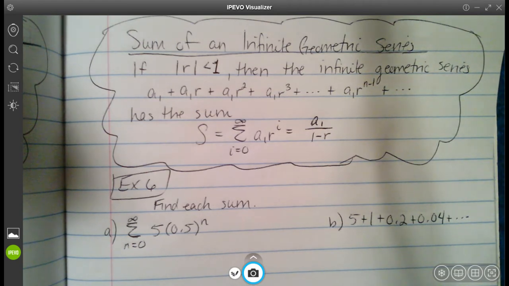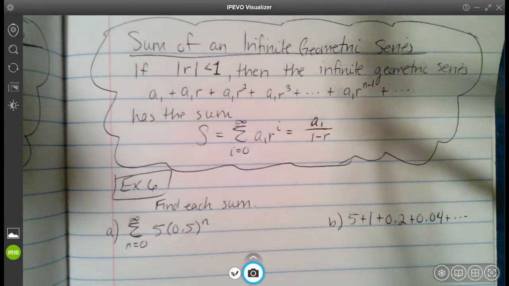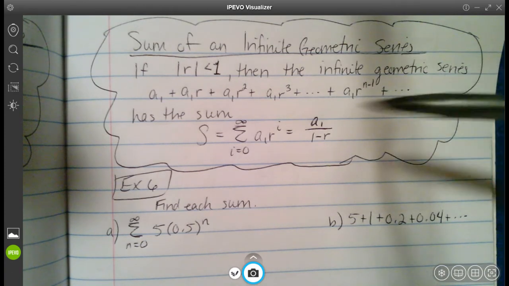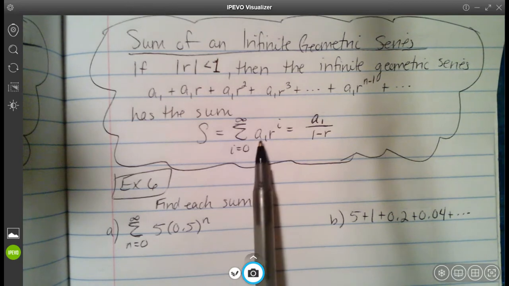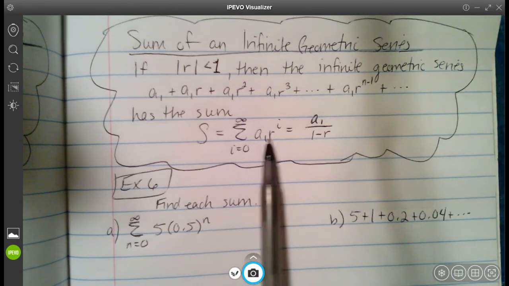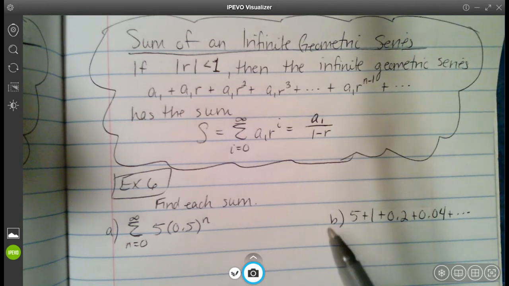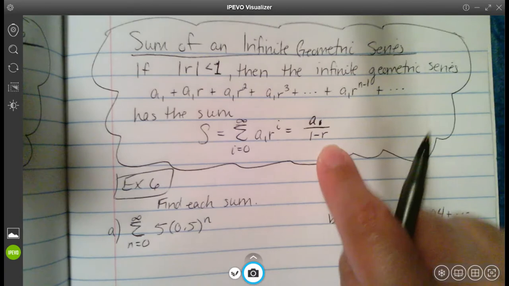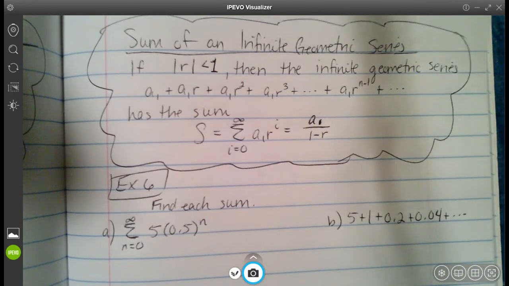So here's how it works. If the absolute value of r is less than 1, so kind of like a fraction or a decimal less than 1, okay, then the infinite geometric series of this has the sum of basically our first term times r to some power. And we can denote it simpler with this little formula. The first term divided by 1 minus the ratio. And that's it. Easy as that.